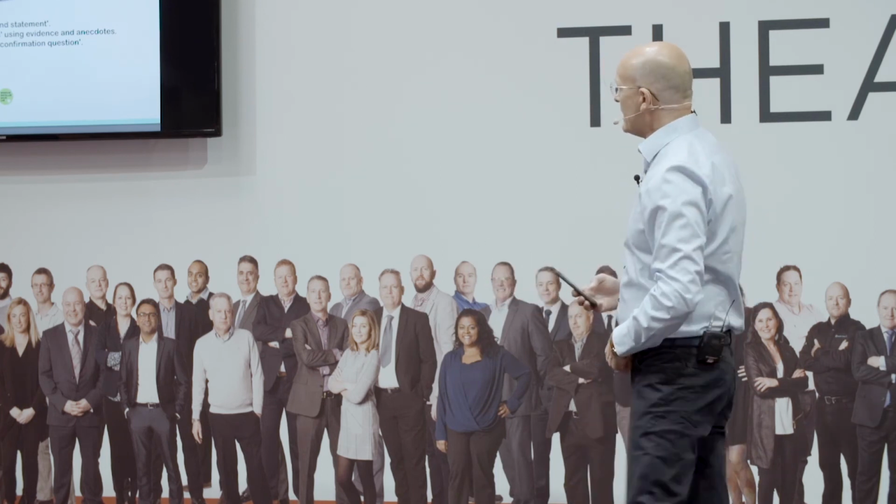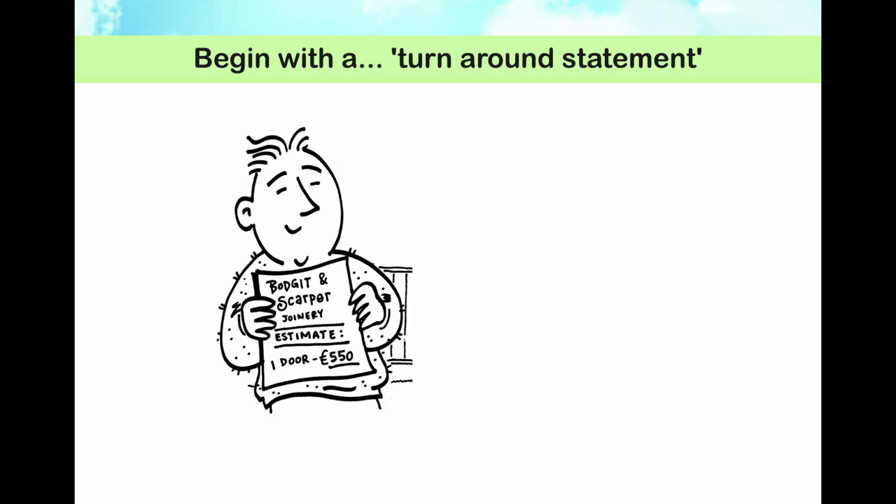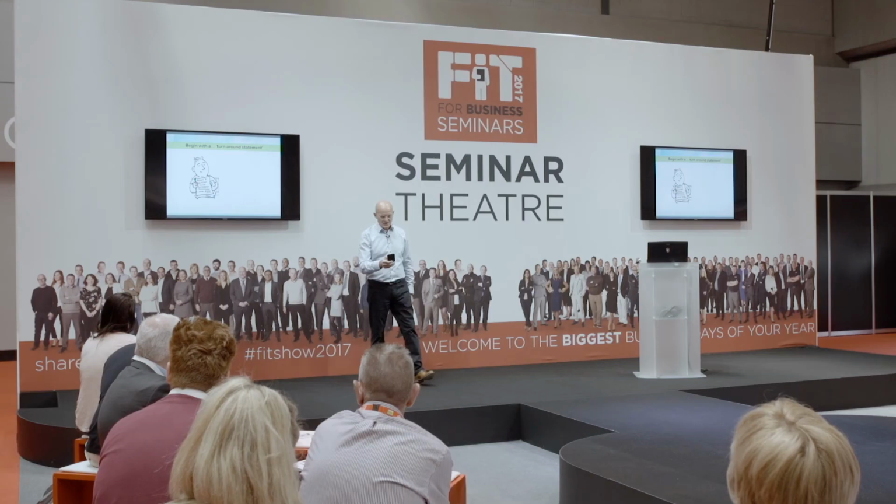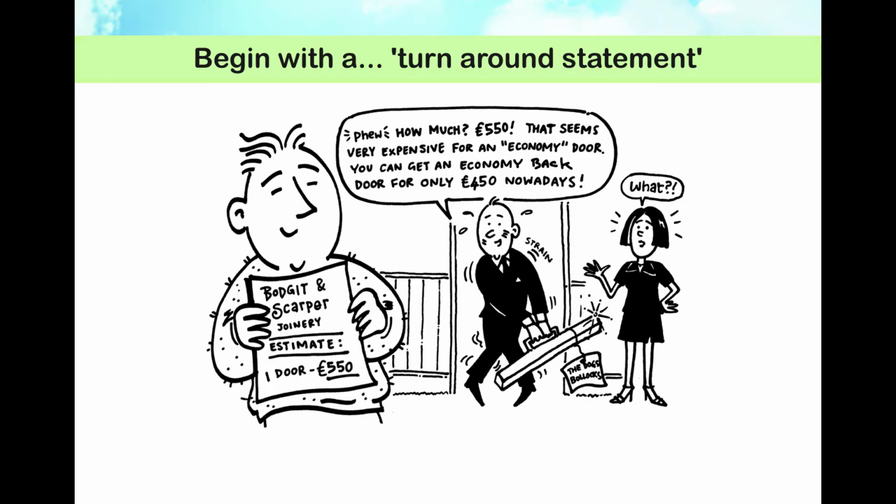So let's do it for real. Customer says, "Bodgett and Scarp are only 550 quid." Turnaround statement: "How much? That seems expensive for a standard door. There should be about 450 quid, not 550. It's 100 quid too much."